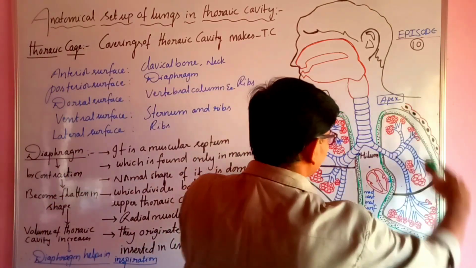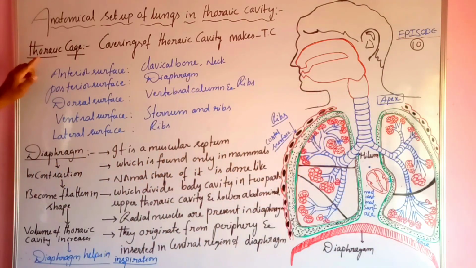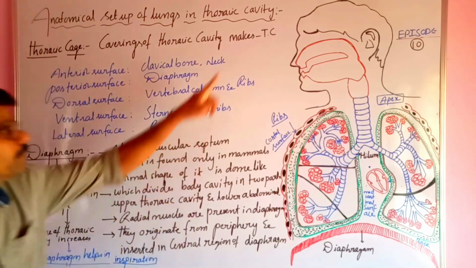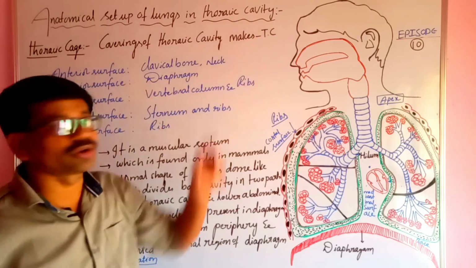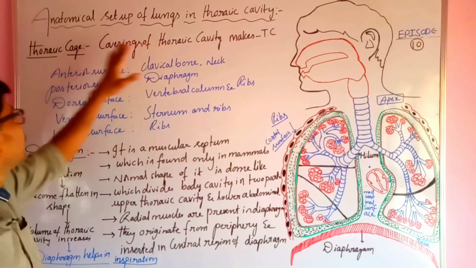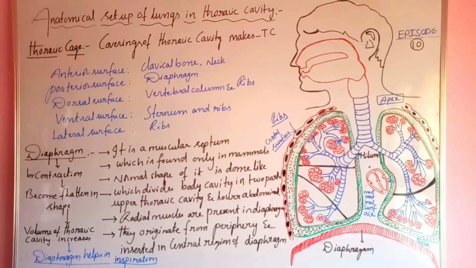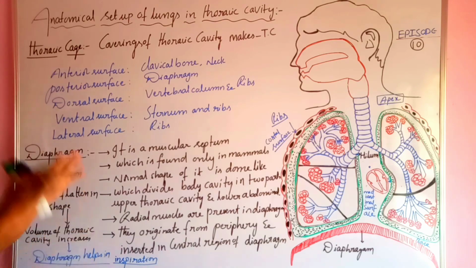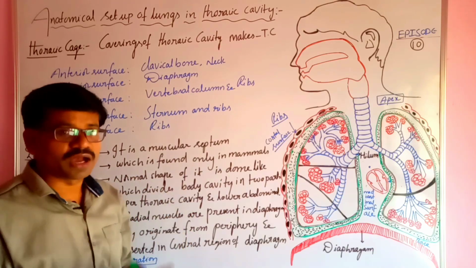How is this thoracic case formed? Let us see what is meant by the thoracic case. A covering of the thoracic cavity makes the thoracic case. The thoracic cavity is formed by a covering, which forms the thoracic case. In this case, the lungs and heart are present. So how is this thoracic case formed?